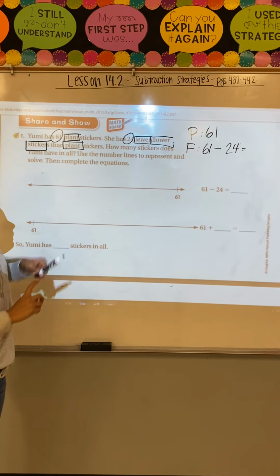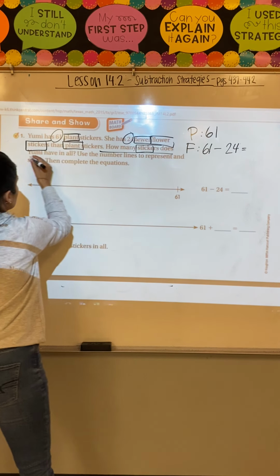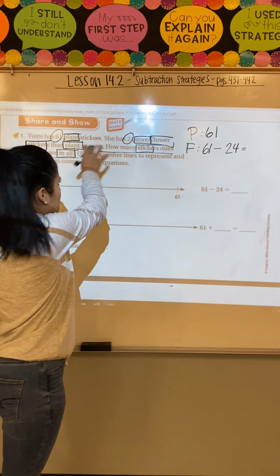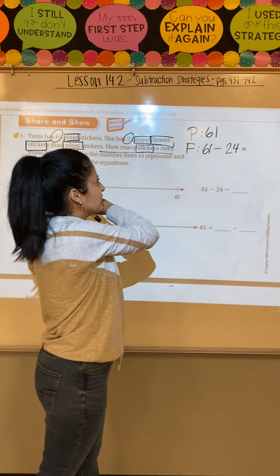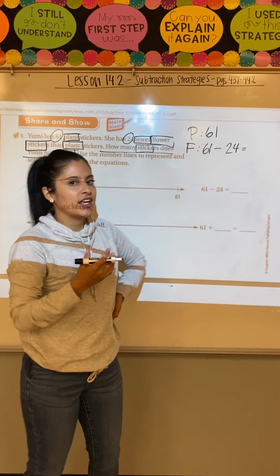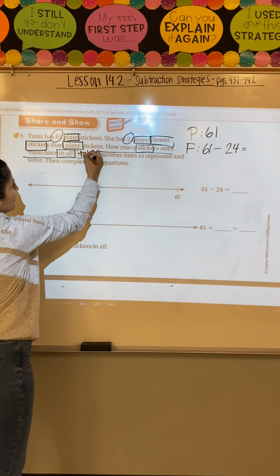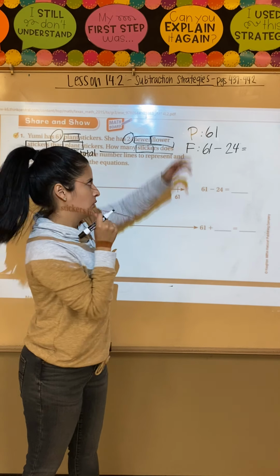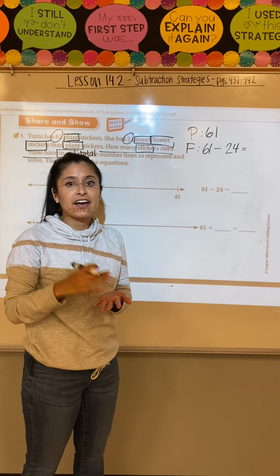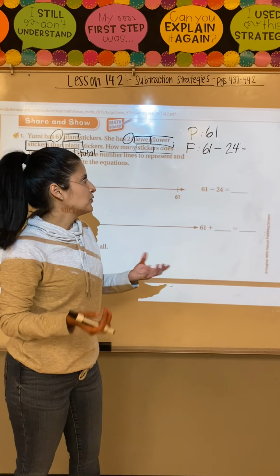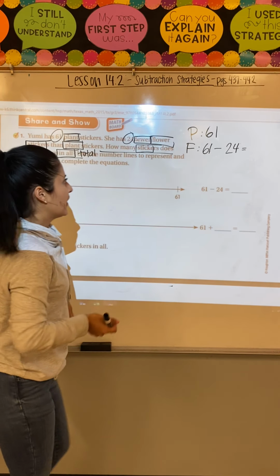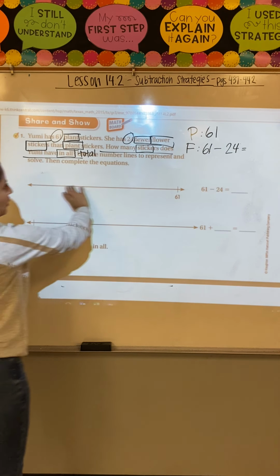All right, let's keep reading. How many stickers does Yumi have in all? Think about that. Does that question ask how many stickers does she have that are flowers? No. How many stickers does she have in all? How many stickers does she have total? Well, plant stickers is a sticker. Flower stickers is a sticker. I need to have both to find the total. Well, before I can find the total of that, we must determine the amount of flower stickers. Okay, now let's use our open number line.